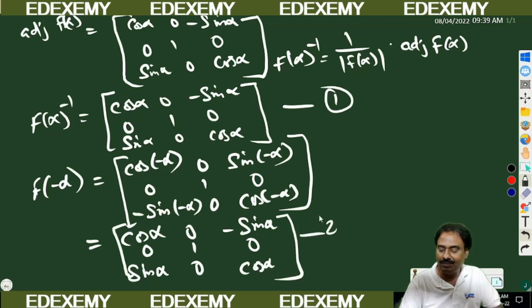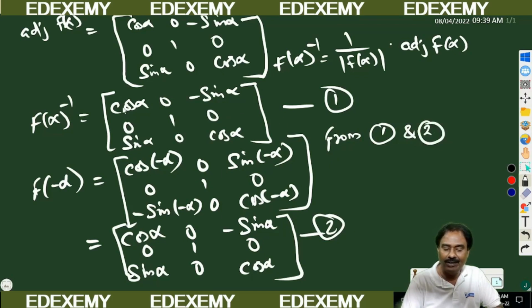Now you compare 1 and 2. If you compare 1 and 2, both are the same. Therefore, the inverse of f of alpha is equal to f of minus alpha. You see, both the answers are the same. Therefore, the inverse of f of alpha is equal to f of minus alpha, proved.